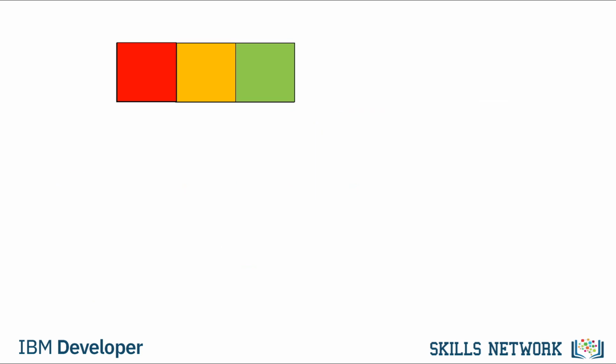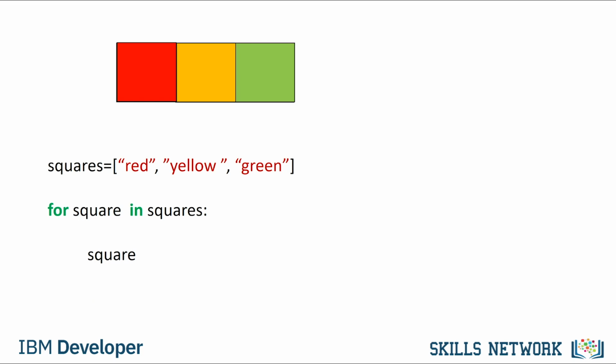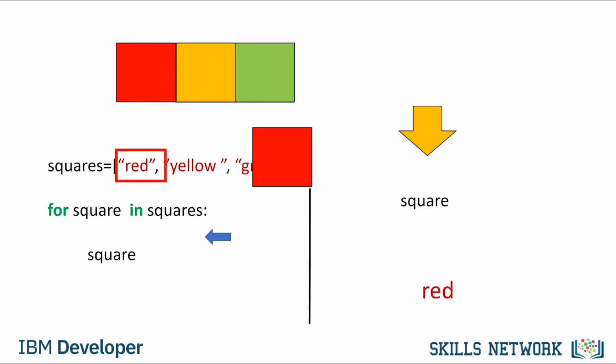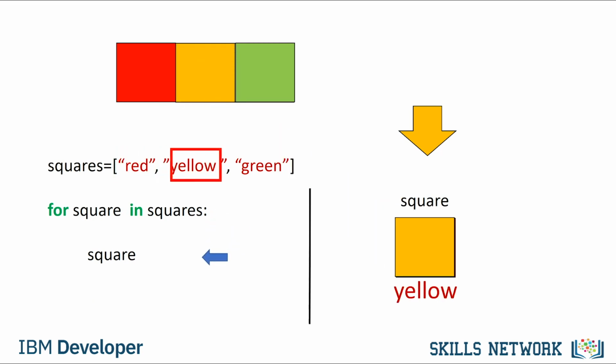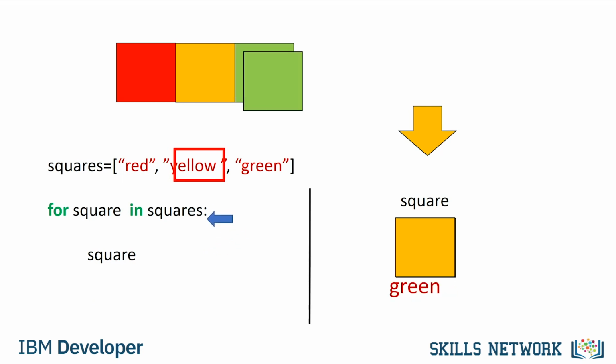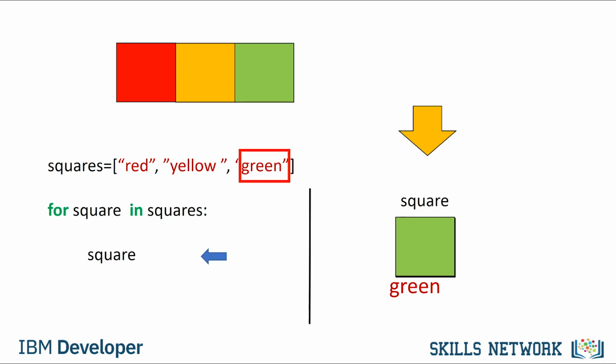We can also iterate through a list or tuple directly in Python. We do not even need to use indices. Here is the list squares. At each iteration, we pass one element of the list squares to the variable square. Let's display the value of the variable square on this section. For the first iteration, the value of square is red. We then start the second iteration. For the second iteration, the value of square is yellow. We then start the third iteration. For the final iteration, the value of square is green.